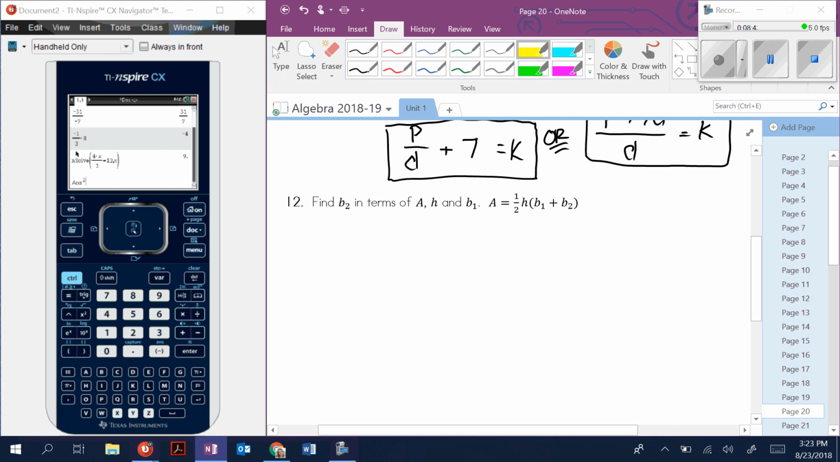Okay, let's move on to 12. Find b sub 2, this little guy here, in terms of a, h, and b1. Basically, it's saying just get b2 alone. And here we go, we have parentheses in here.